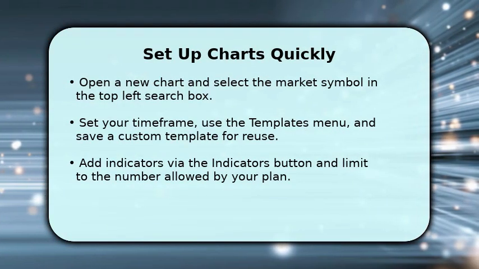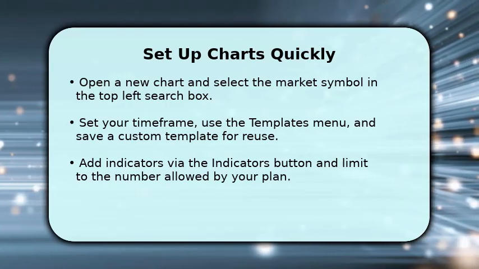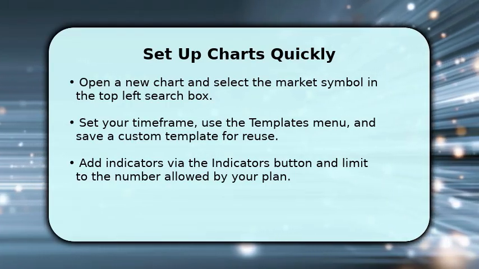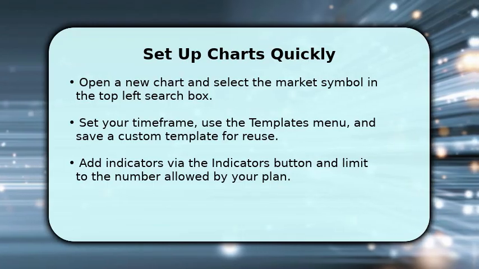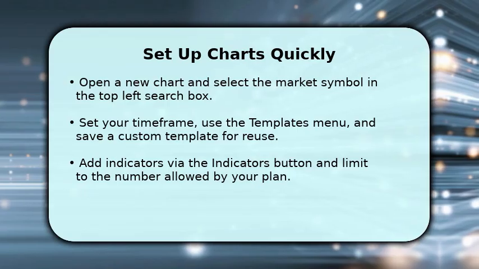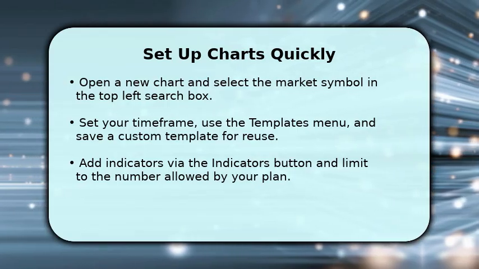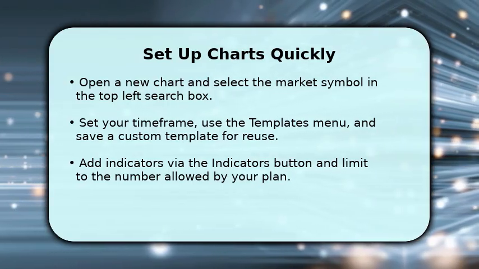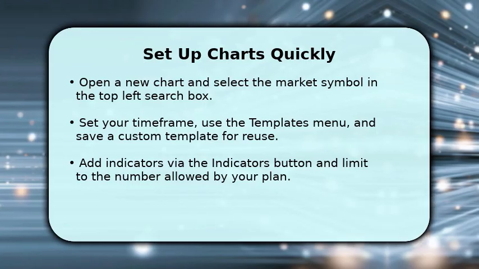Open a new chart and select the market symbol in the top left search box, typing tickers or names to find instruments quickly. Set your time frame using the toolbar dropdown, use the templates menu to load or save a chart layout, and save a custom template for reuse across multiple symbols.